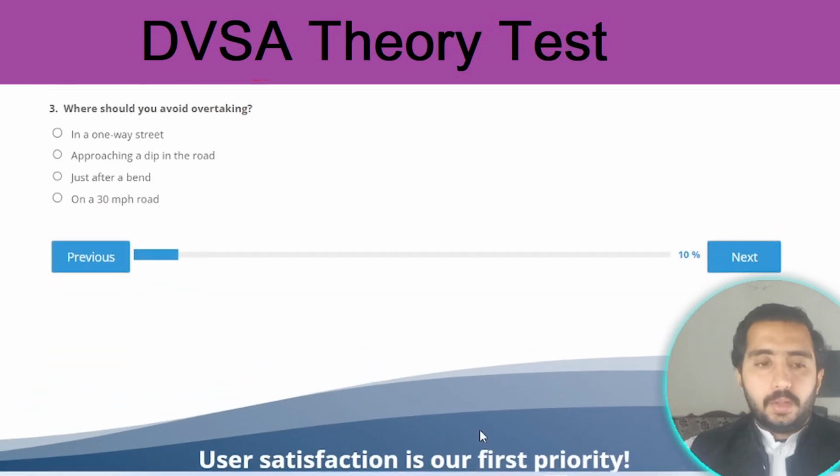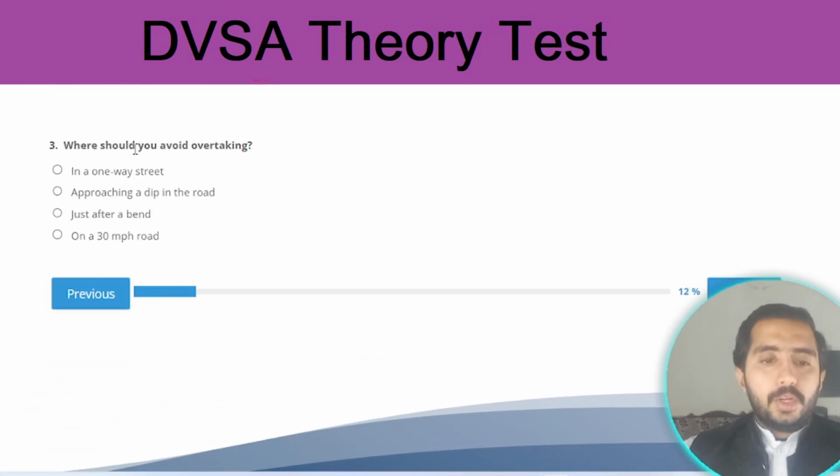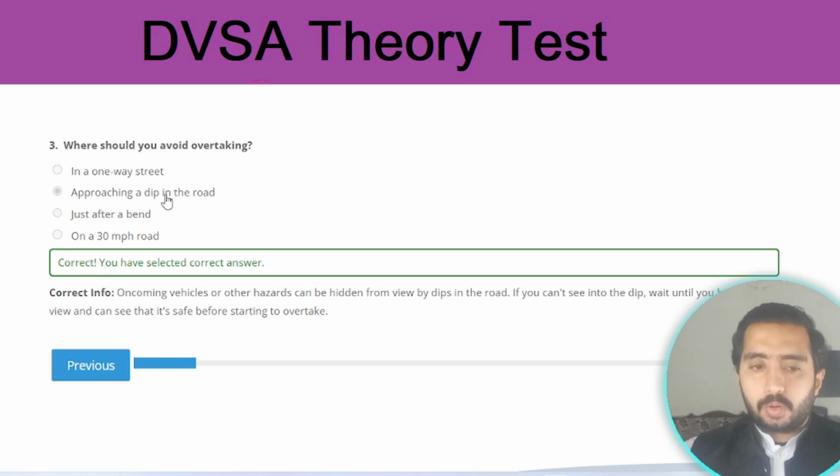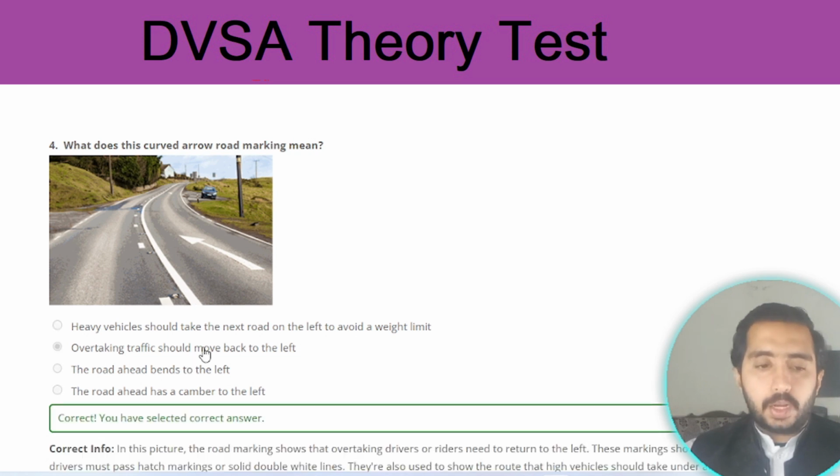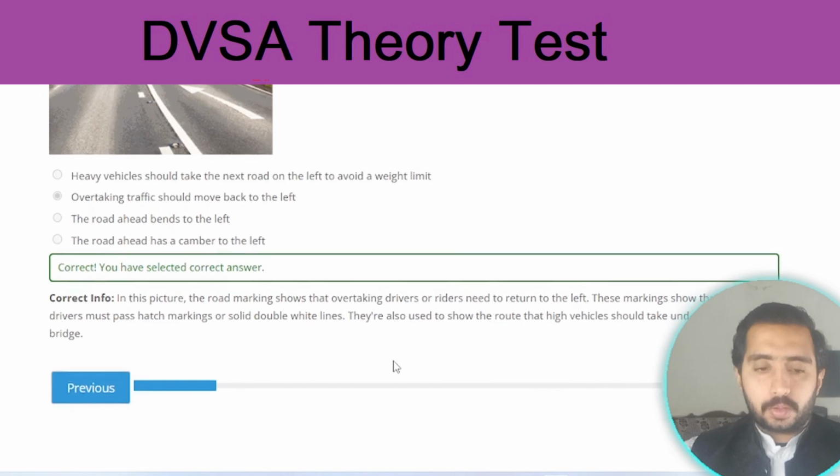Next question. Question number 3. Where should you avoid overtaking? You should avoid overtaking when approaching a dip in the road. Option B is the correct option. Next one. Question number 4. What does this curved arrow road marking mean? It means overtaking traffic should move back to the left. Option B is the correct option.